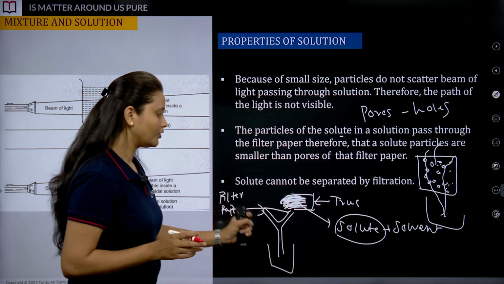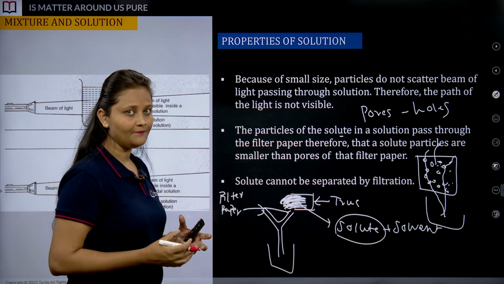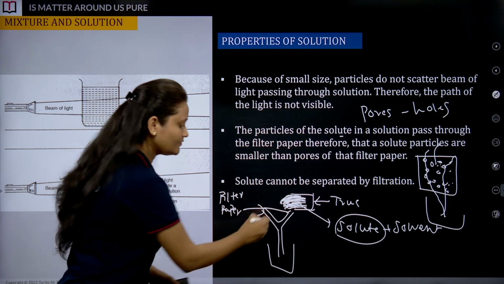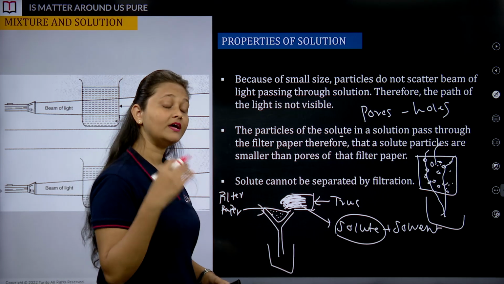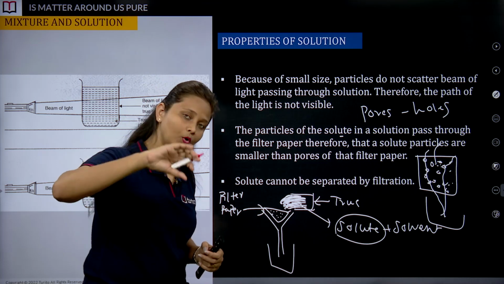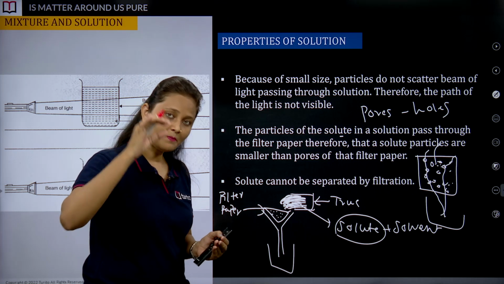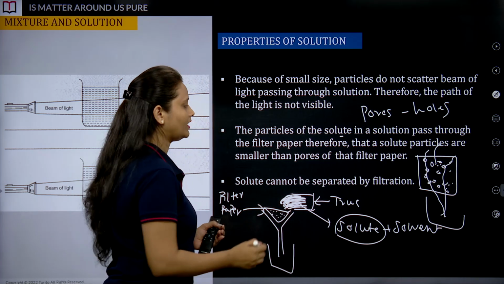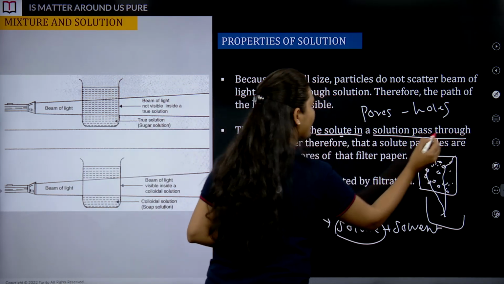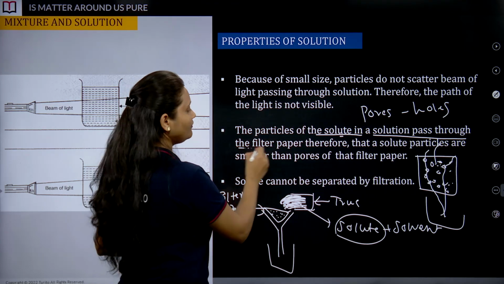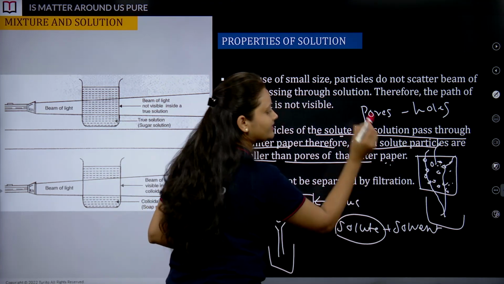But when we talk about true solution, students, solute particles are very small. They can easily pass through the pores present on the filter paper. They are so small that when we pour the true solution on the filter paper, the solute particles pass through it. So, that's what we have mentioned here. The particles of the solute in a solution are going to pass through the filter paper, because the solute particles are smaller than the pores of the filter paper.